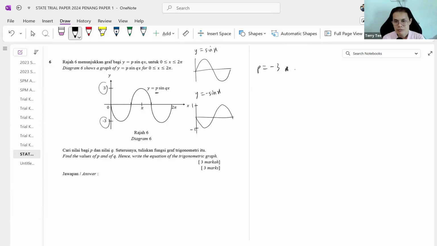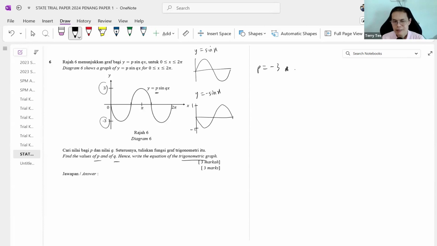I don't know why they give 3 marks. This is supposed to be only 1 mark for each: 1 mark for p, 1 mark for q. Supposed to be 2 marks, but they give 3 marks. Perhaps if you miss out the negative you get 1 mark, and for 3 you get 1 mark. Right? Perhaps that's the case. Oh, sorry, there is another one. You have to write the equation of the trigo graph. So this is 1 mark, 1 mark, and the equation is 1 mark. Sorry. So how about your q?